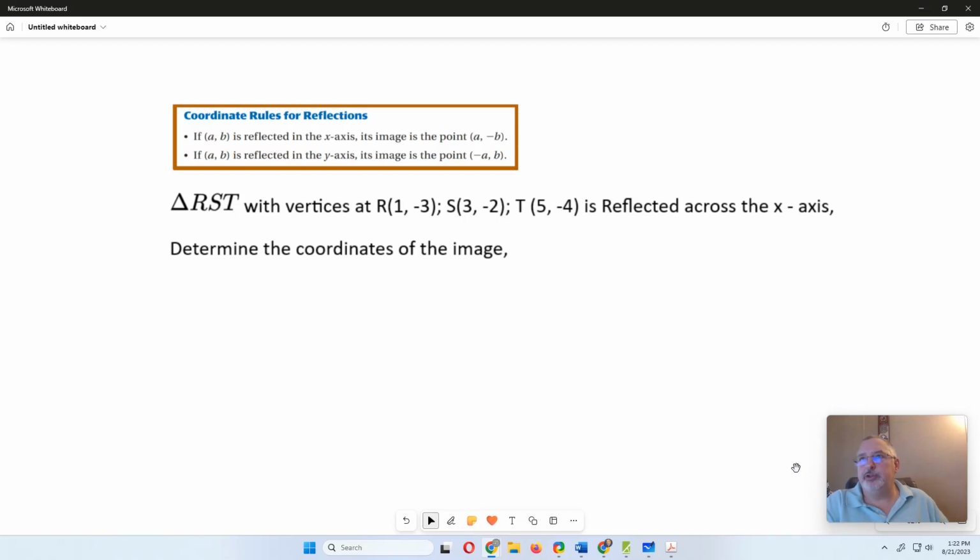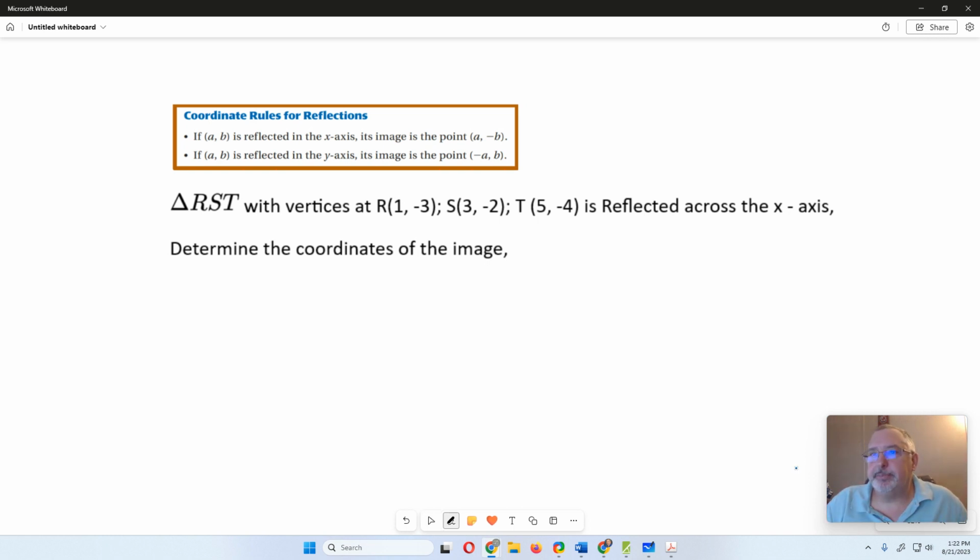We're going to look at how to do a reflection in the coordinate plane using the rules. So here is our first example. We've got triangle RST with vertices R at (1, -3), S at (3, -2), and T at (5, -4), and it's going to be reflected across the x-axis. We want to determine the coordinates of that image.